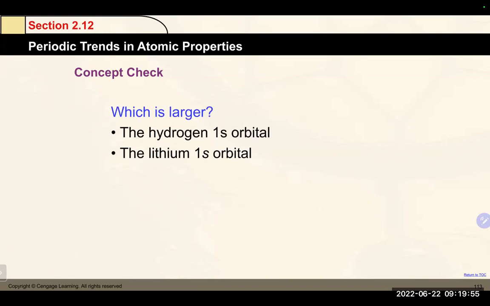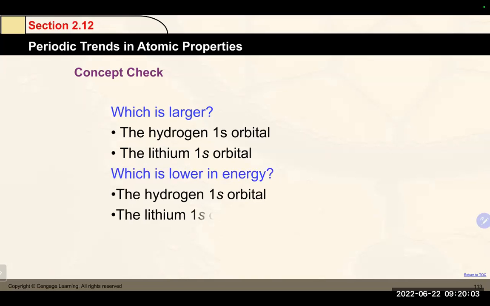So which is larger? Is it the hydrogen 1s orbital or the lithium 1s orbital? And which is lower in energy? Is it the hydrogen 1s orbital or the lithium 1s orbital? So take a second, think about each of those, think which one is right in each of those cases.